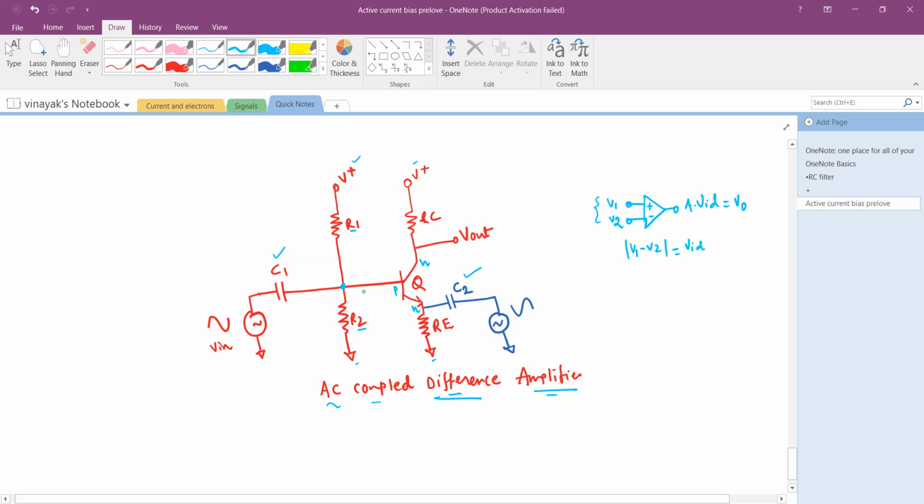So what you are seeing here, at the base, I am applying this signal, let me call it V in 1. And at the emitter of the transistor, I am applying another signal, let's call it V in 2. And here are my pins. This is my base pin, this is the collector pin, and this is the emitter pin. And there is a junction voltage drop called VBE, which is the difference VB minus VE.